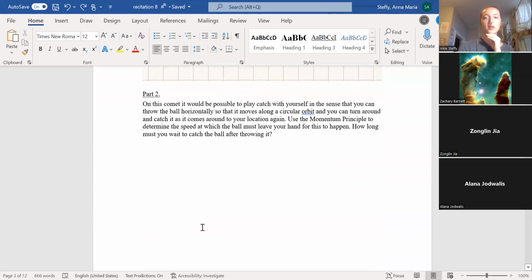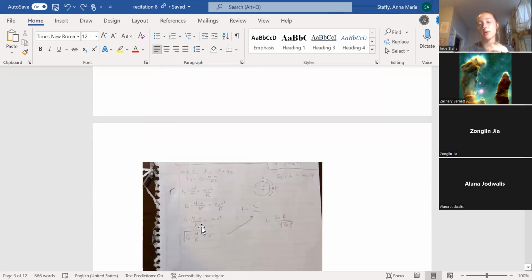For part 2 on this comet, it would be possible to play catch with yourself in the sense that you can throw the ball horizontally so it moves along a circular orbit, and you can turn around and catch it as it comes around to your location again. Use the momentum principle to determine the speed at which the ball must leave your hand for this to happen. How long must you wait to catch the ball after throwing it?